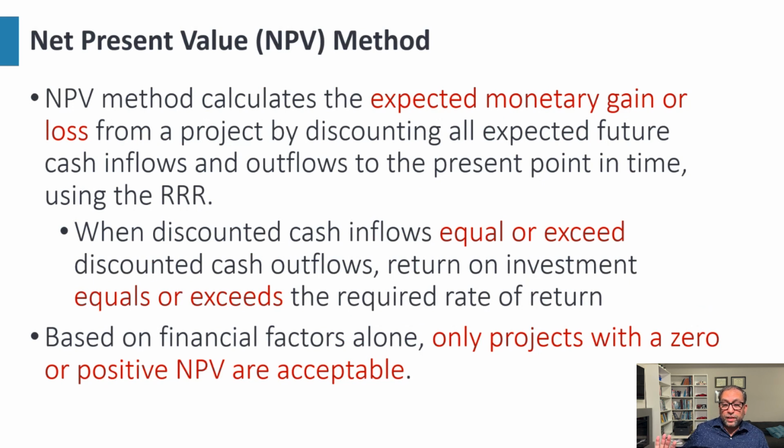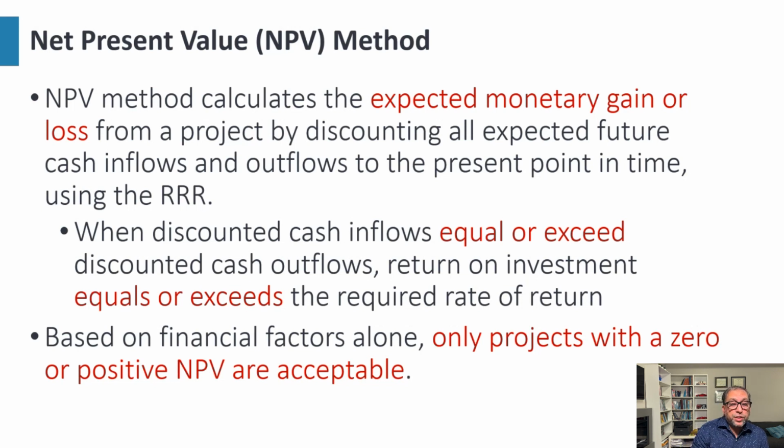So when we get this discounted cash flow, now we can calculate the NPV, net present value. NPV calculates the expected monetary gain or loss from a project by discounting all expected future cash inflows and outflows to the present point in time using the RRR. So we discount the cash flows with the RRR, the required rate of return. There is a cash outflow and a cash inflow. When we sum up, the value we get is called the NPV, net present value.